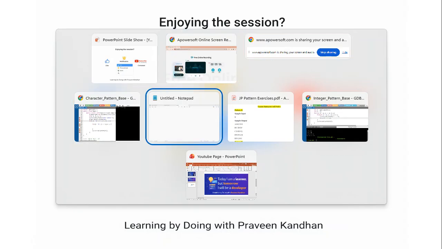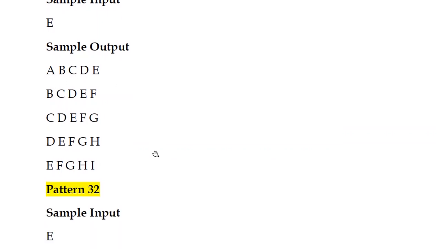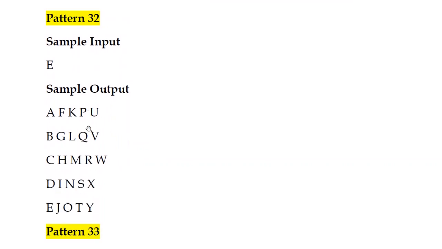Let's get started. In our previous session we discussed about printing the alphabets in this way, starting from the row character. This time we are printing the characters with some increment. Technically, it's alphabet column jumping, from the first position we are moving to the fifth position.